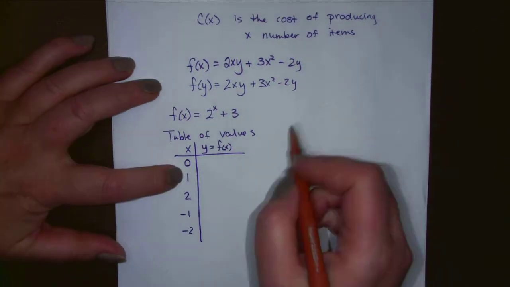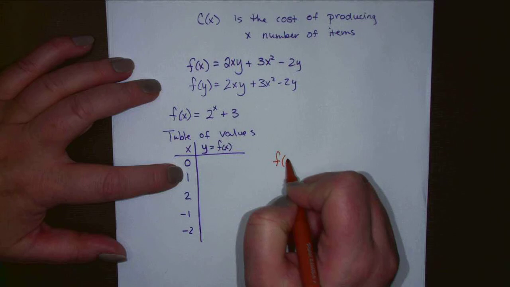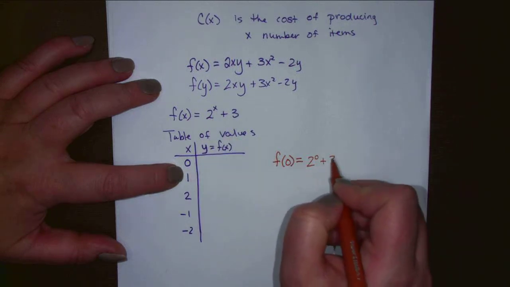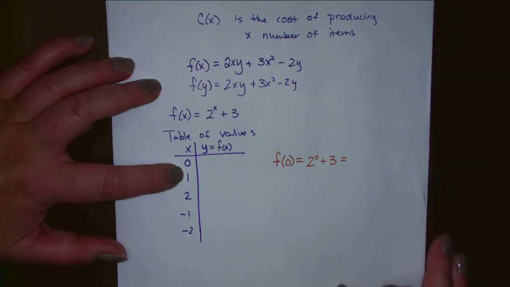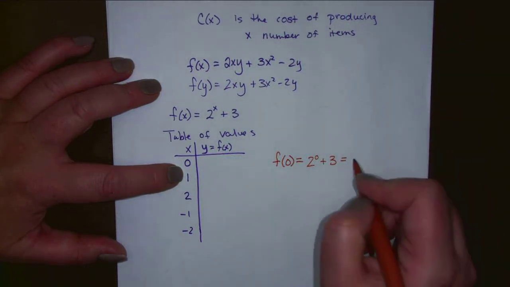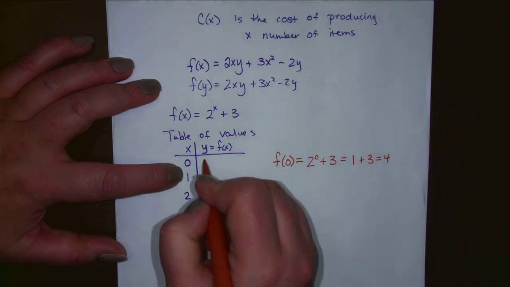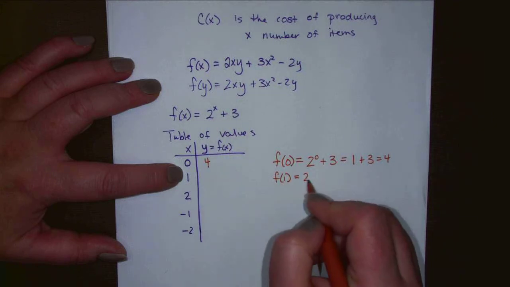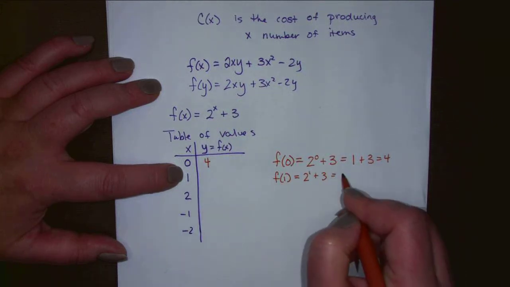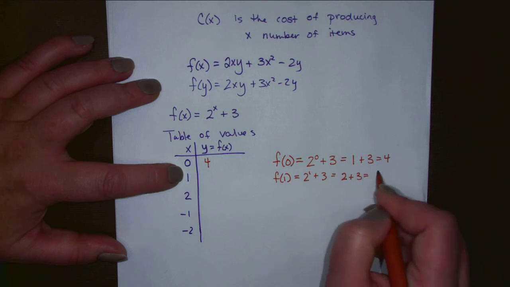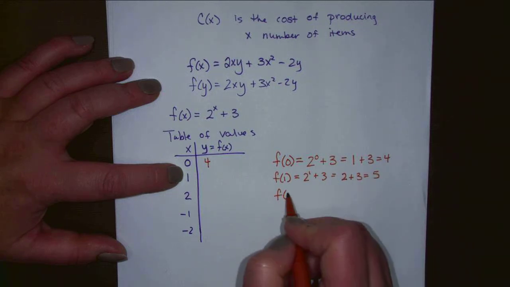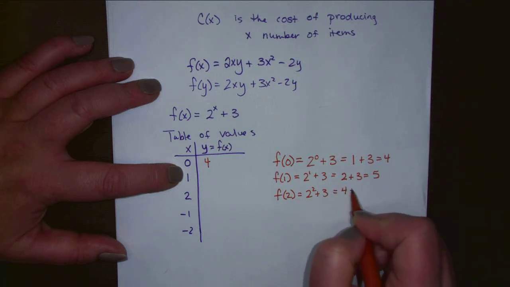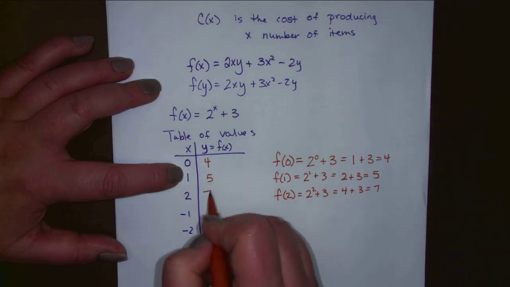So if we plug 0 in, what you could say is f of 0 is equal to 2 to the 0 plus 3. Now, what's anything to the 0 power? Not 0, 1. 1 plus 3, so the answer here is 4. What about f of 1? So f of 1, 2 to the power 1 plus 3, 2 to the power 1 is 2, so the answer is 5. f of 2 is 2 to the power 2 plus 3, 2 squared is 4, so the answer is 7. So 5, 7. Now what about negatives?